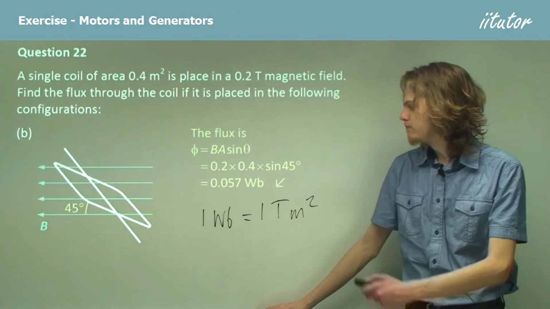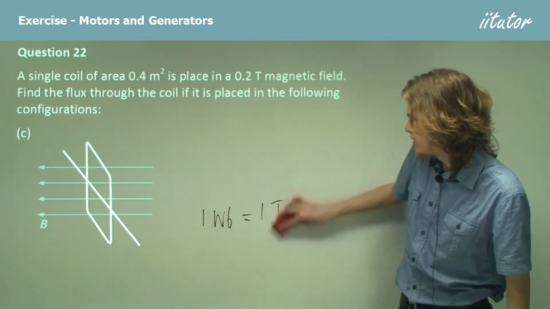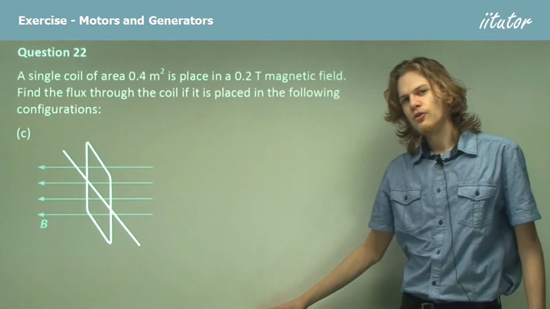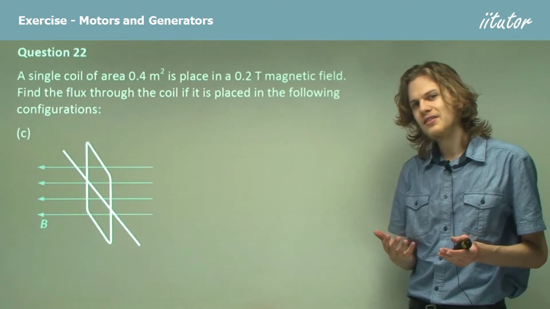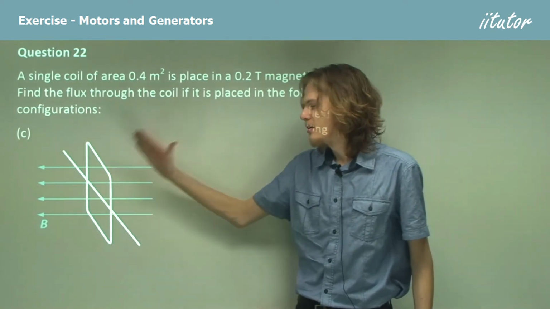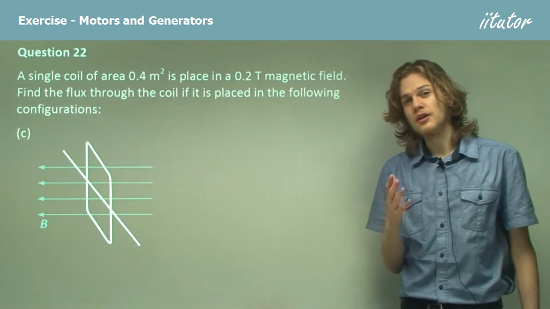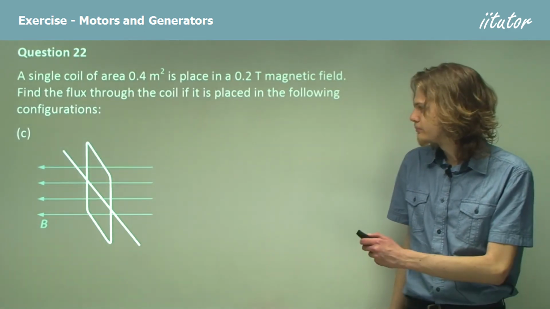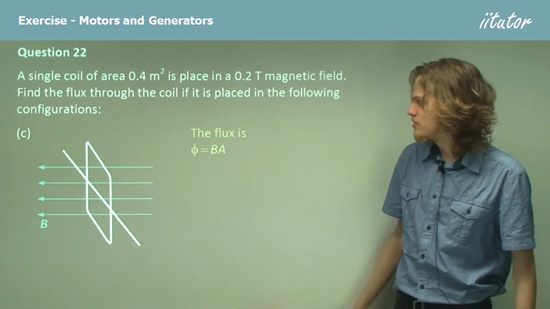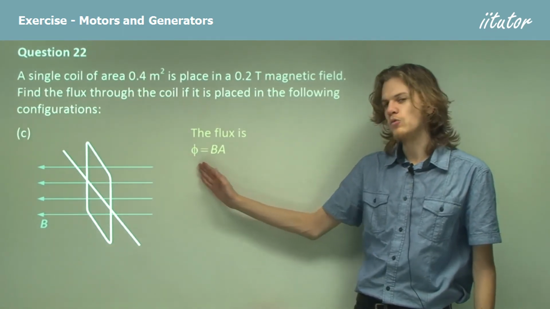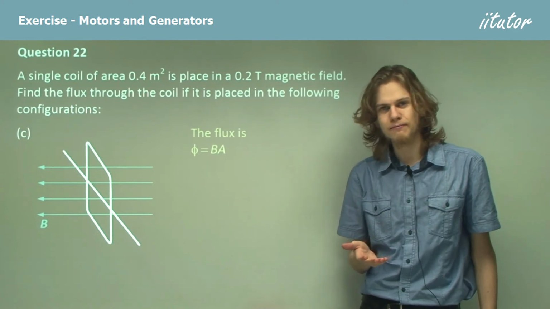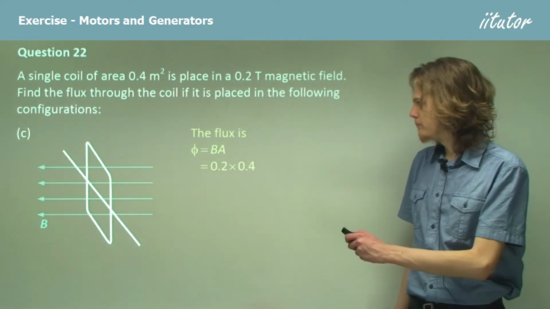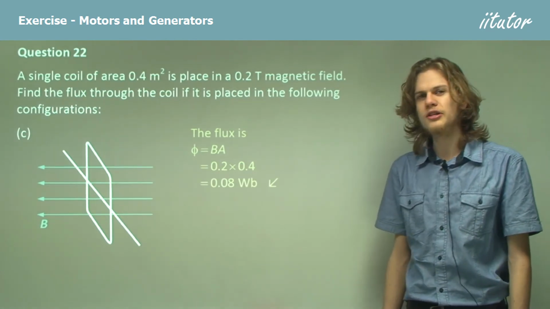Alright, on to part C. And in this case, we will have the maximum flux. So what's our angle theta in this case? Well, it's going to be 90 degrees. And the sine of 90 degrees is going to be its maximum value, 1. So in this case, our flux is just phi equals BA, and we can ignore the sine theta. Substituting in our numbers, 0.2 and 0.4, we end up with a flux of 0.08 Webers.